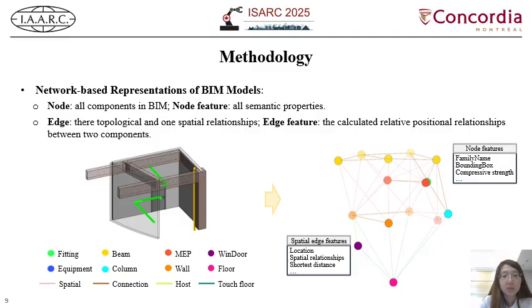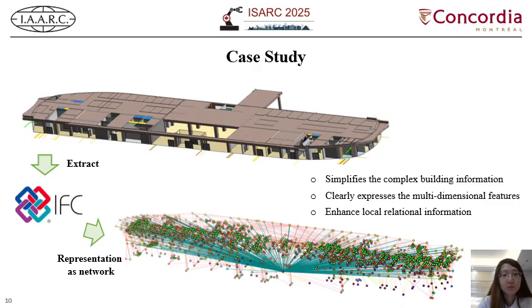Additionally, the spatial relationships between a component and all components within a local 0.5 meter range are represented as the 4th type of edge in the network. The calculated relative positional relationships between 2 components are used as the features of these types of edge. Our network-based representation method achieves seamless integration with mainstream BIM software by leveraging the standardized IFC format as the universal data interface. Users simply need to export the model as an IFC file and use the proposed program for conversion.